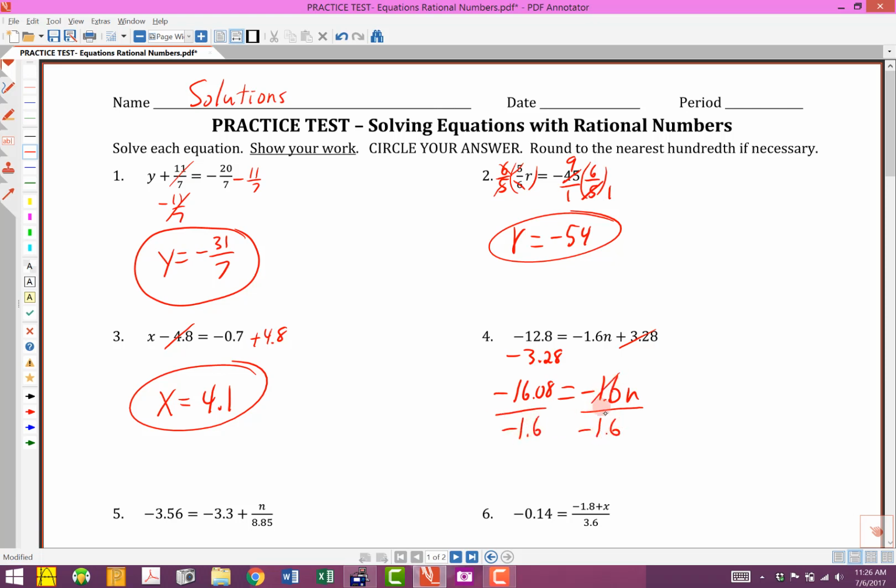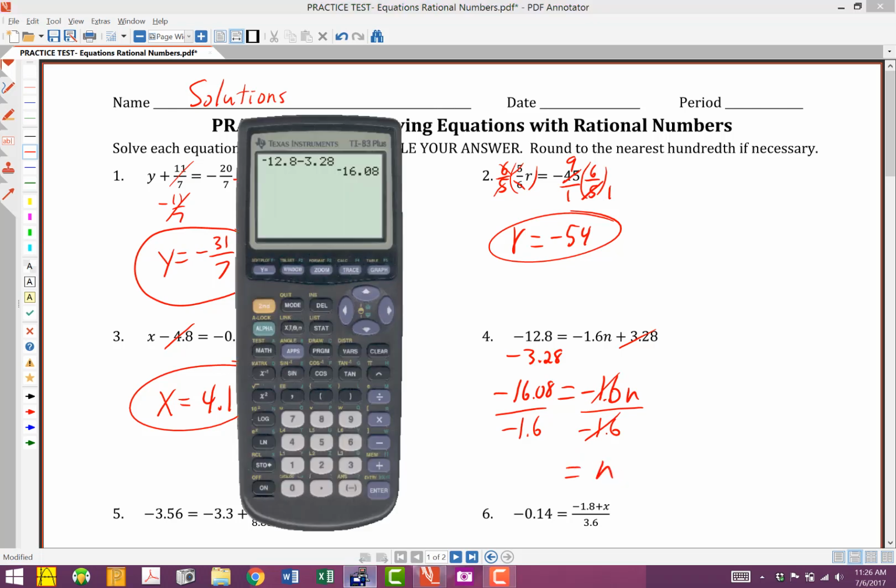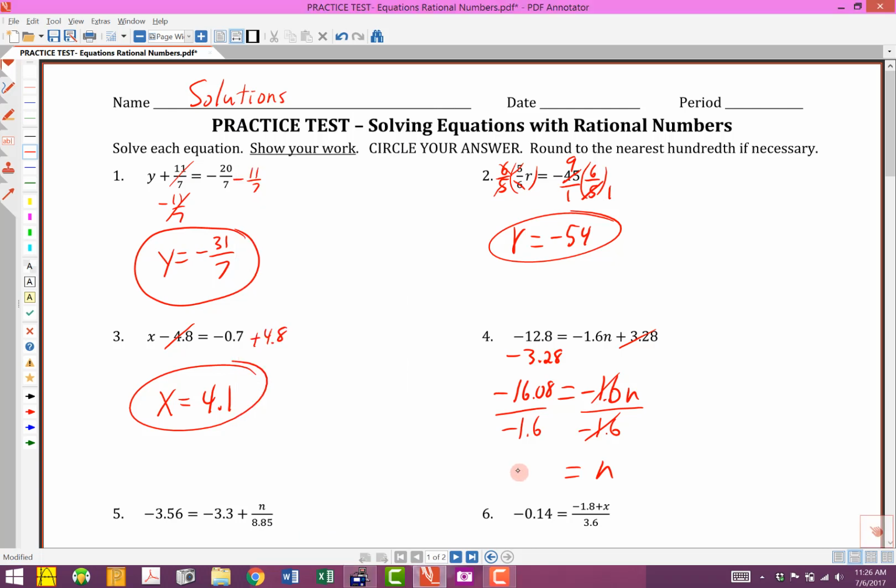Of course, they cancel to be a 1 here, so we've got an n, and then let's throw this in the calculator. So we've got that negative 16.08, and we're going to divide it by, so I'm just going to hit divide. It's going to take that last answer, and we're going to divide it by negative 1.6. And let's see what we've got for an answer here. So we've got 10.05. So there's our answer there. So we're showing our work. We're being careful about how we show this.